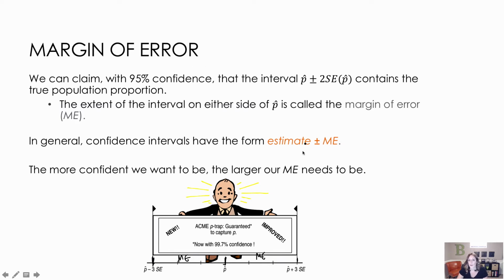And so again, when we do this with means, our estimate will be our sample mean, and our margin of error will be a little bit different. But the more confident we want to be, the larger our margin of error needs to be. So before, we were looking at a 95% confidence that went 2 standard deviations. Now notice it's 3 standard errors away. So what does that mean? Well, that means we're more confident, but we're also less precise, because I'm making that margin wider, which means now I'm more confident that I'm actually going to capture that p, but I'm less precise because it's more values.